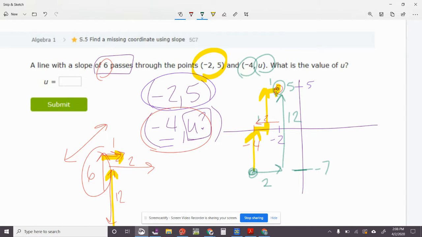And that's one way to think of this problem, visually, because if I start at -7 and I go up 12, I'm going to land at 5. And if I go to the right 2 from -4, I'm going to land at -2.